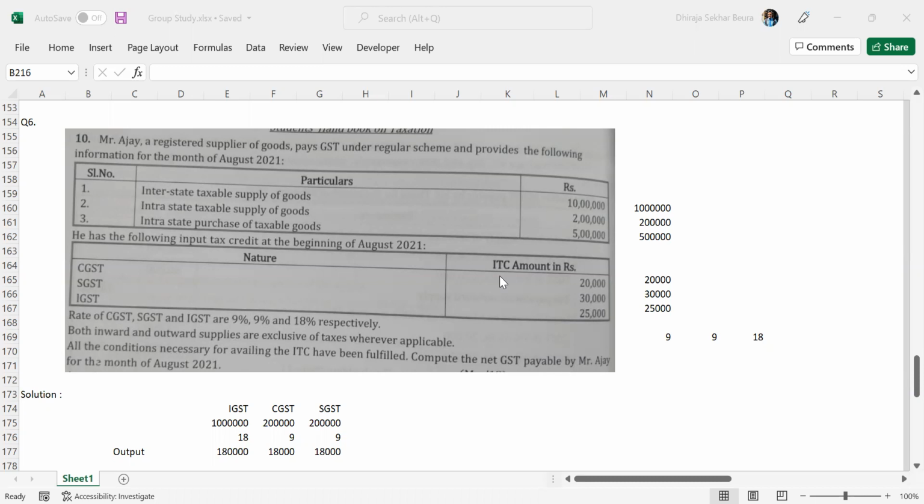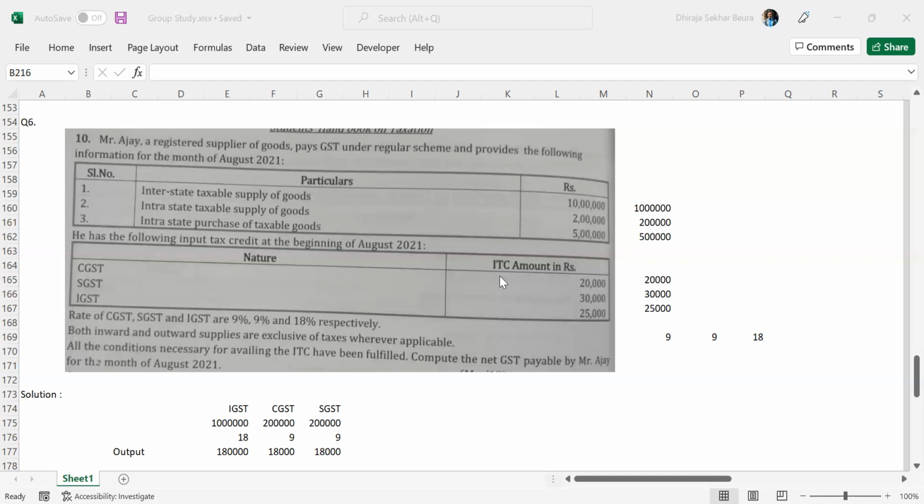Both inward and outward supplies are exclusive of taxes wherever applicable. Not necessary, you may ignore this sentence, no problem. Either way, we would have assumed the same thing. All the conditions necessary for availing the ITC have been fulfilled. Again, not necessary, we would have assumed the same thing already. Compute the net GST payable by Mr. Ajay for the month of August 2021.